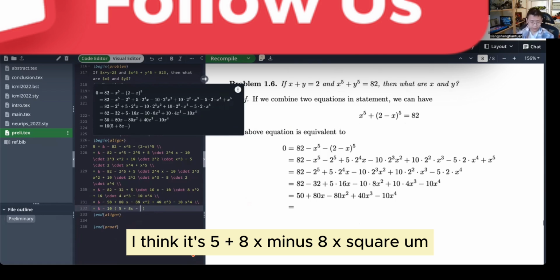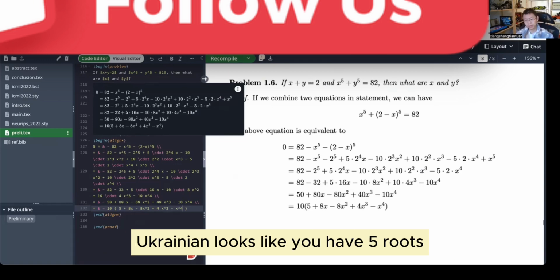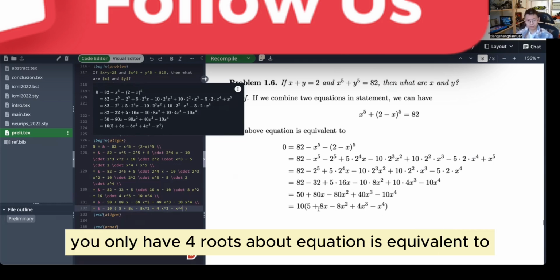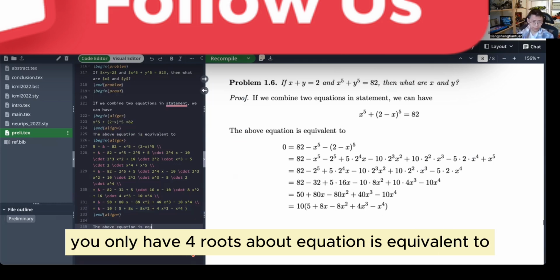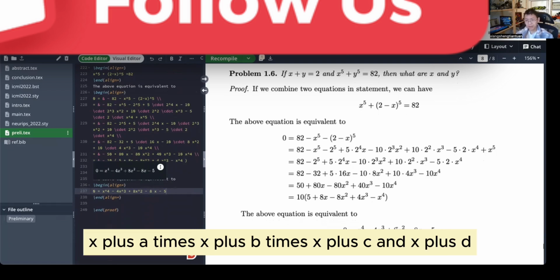plus 8x minus 8x squared, plus 4x cubed minus x^4. Now, the original equation looks like you have 5 roots, but if you end up solving this one, you only have 4 roots. The above equation is equivalent to, okay, now we need to decompose this one into x plus a times x plus b times x plus c and x plus d.